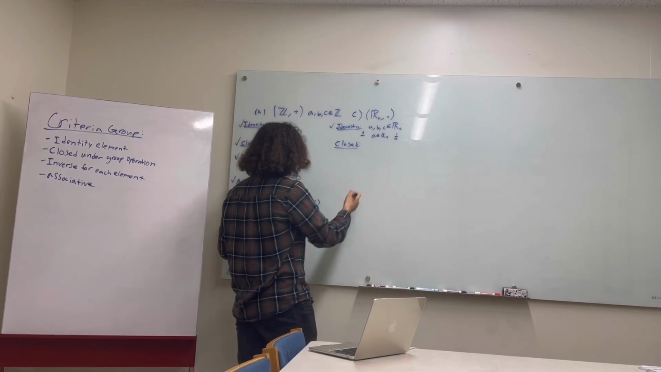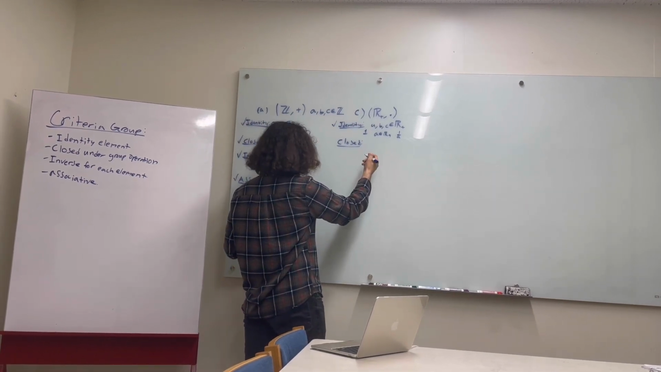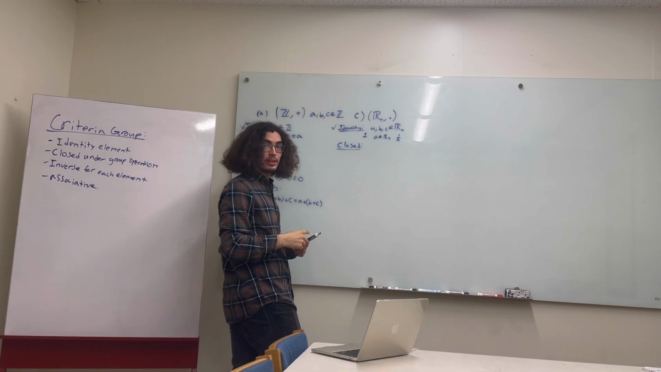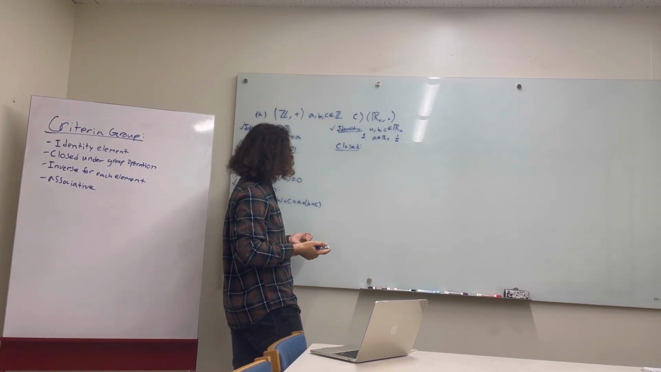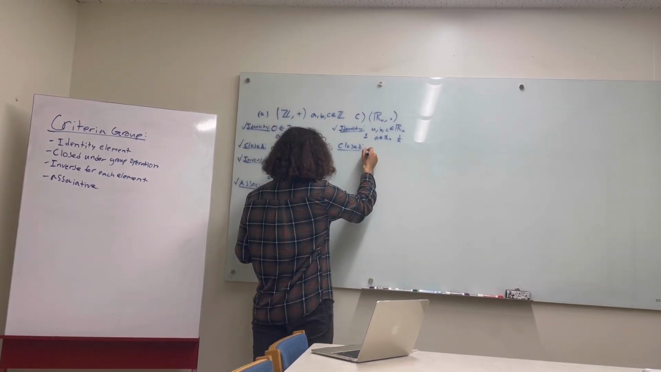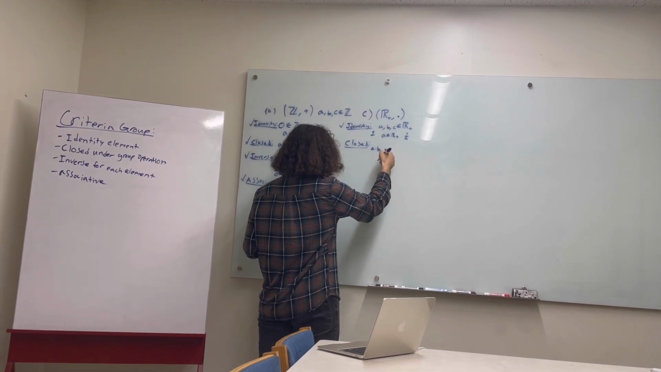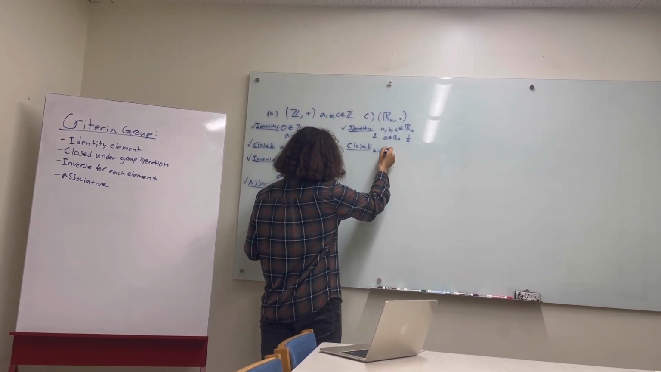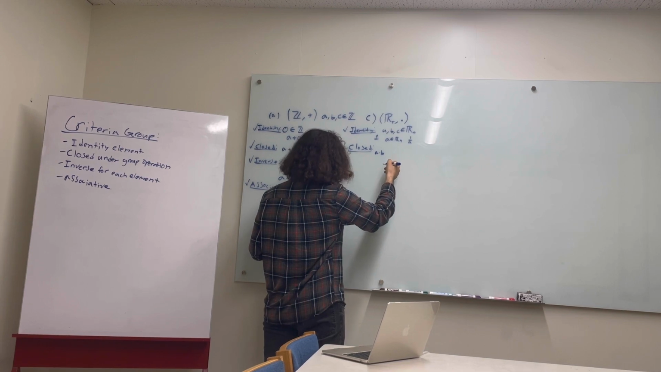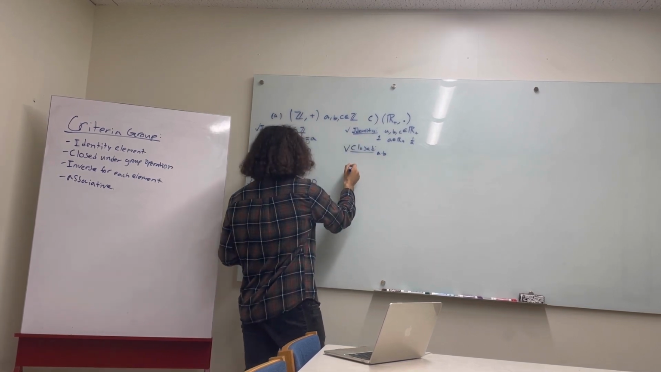So if you take two positive real numbers and you multiply them, you simply get a positive number. So we know that this is closed. A dot B, where these are both elements of R plus, just simply yields a new positive number. So it is closed.